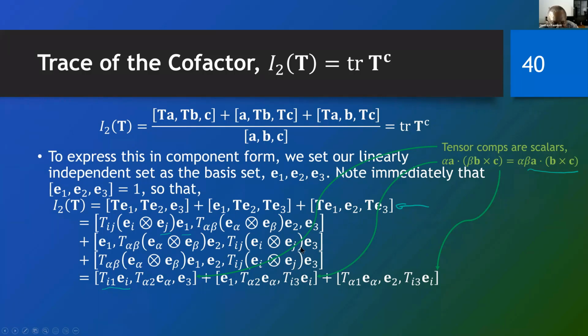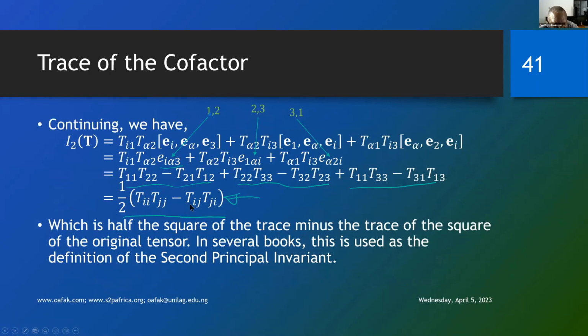So check through this. If you continue, you see that the trace of the cofactor is half of Tii Tjj minus Tij Tji, which is half of the square of the trace minus the trace of the square of the original tensor. In several books, this is used as the definition of the second principal invariant. In several other books, this formula is used to define it. But you should see here, we used a more fundamental definition and then obtained this one.